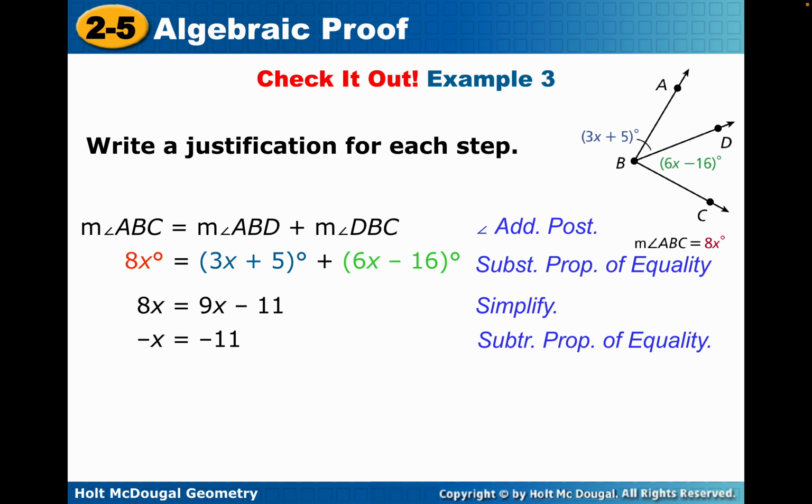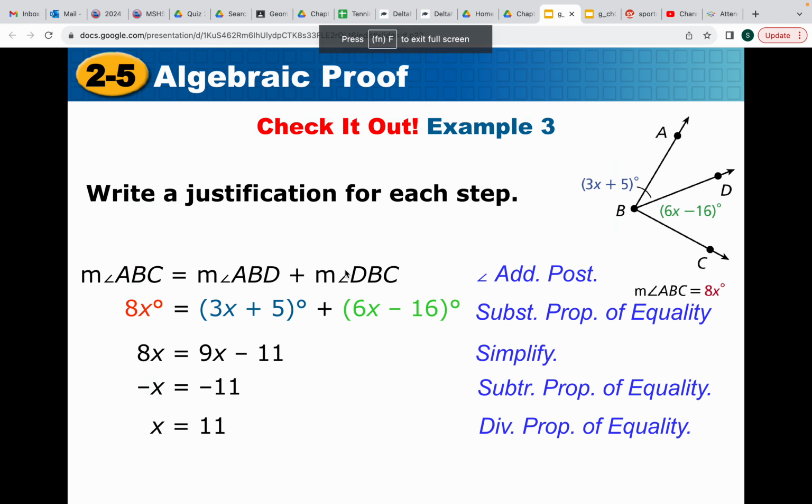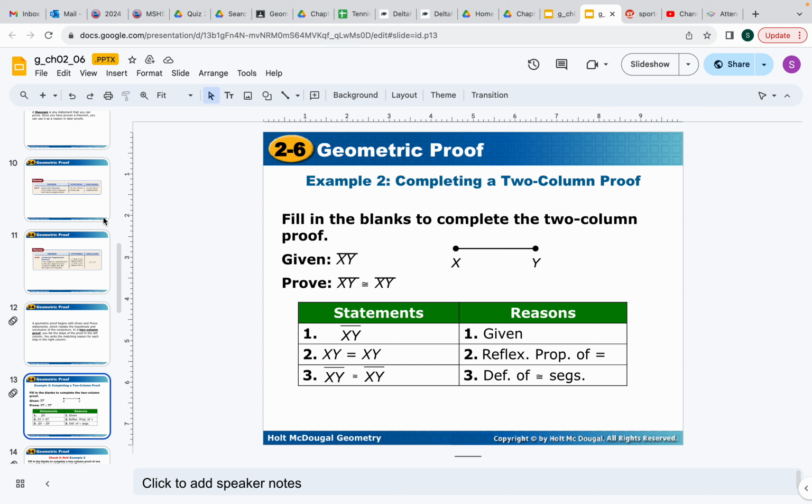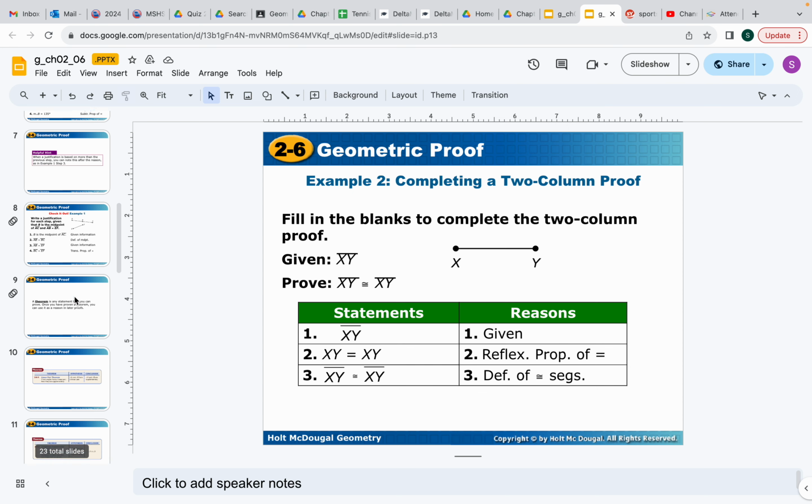All right, and then finally, is that our answer? We got our answer right there? No, we can't have a negative x, so what do we do? Divide by negative, so we get x equals what? 11. So division property, x equals 11. Perfect. All right, do we see what we're doing there? Yeah. Okay. Like absolutely. Well, you've done 2, so we got a lot more to go through.